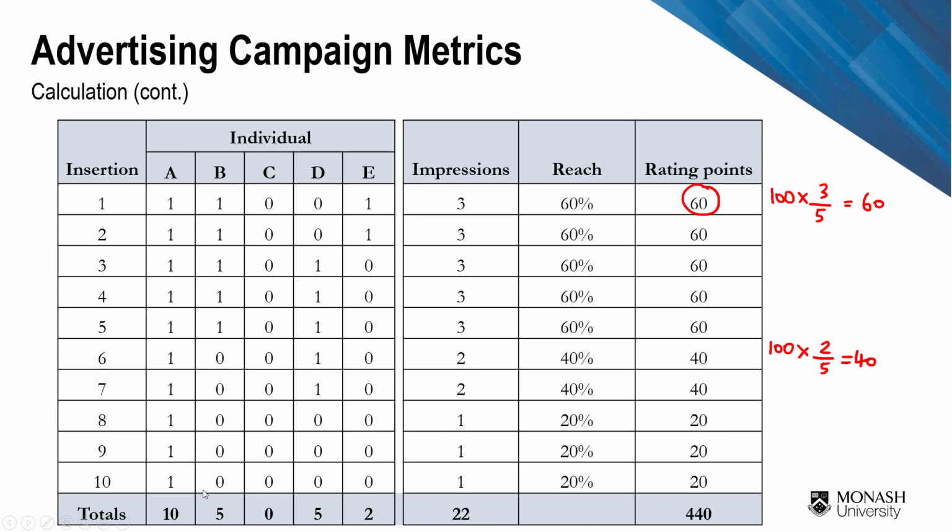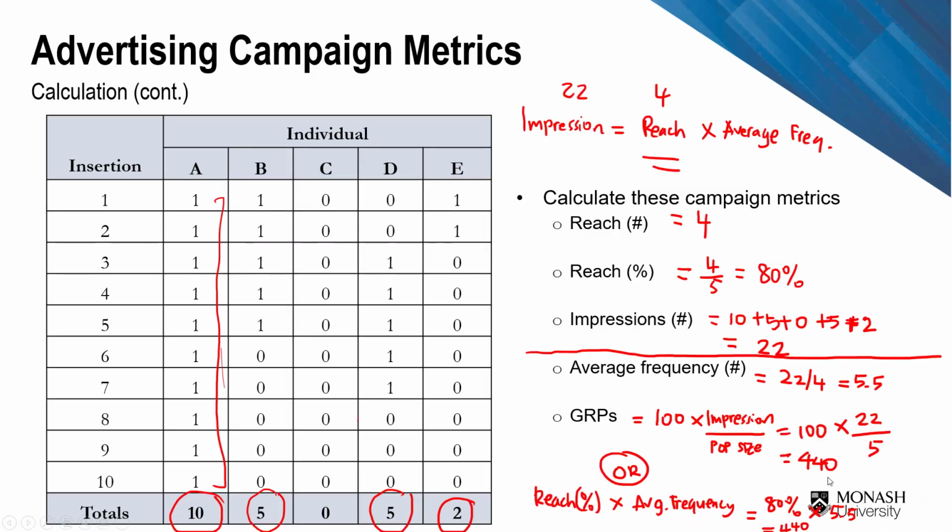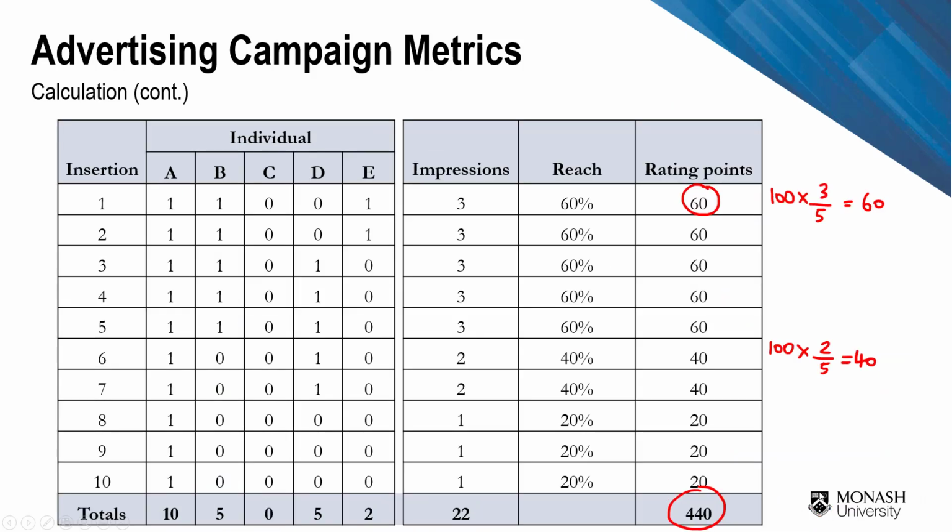So if you do all the insertions, and if you add up these rating points, that actually also sums up to 440, which is our previous calculation for the gross rating points. So in here, you can see that the answer is actually the same. So what we can say from here is that the GRP, or the gross rating points, is the sum of the rating points of all the insertions that are in the advertisement. So in here, we can see that the sum will come out to 440.